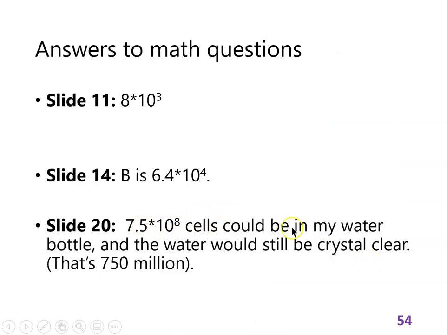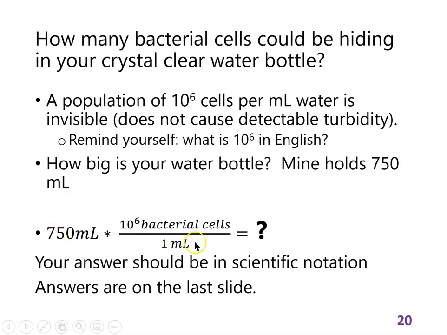Okay, and then this one, slide 20, is the one about the water bottle and the crystal clear water. So remember, if we go back to slide 20, you can hide something like 10 to the 6th cells in 1 milliliter of water, and it's invisible. So that's not enough cells to scatter the light in a detectable way. They're just too small and too spread out. If you see something as cloudy as the bottle I showed you, that would be more like 10 to the 8th or 10 to the 9th cells per milliliter. So like 1 billion cells per milliliter. So 100 or 1,000 times more cells than this.